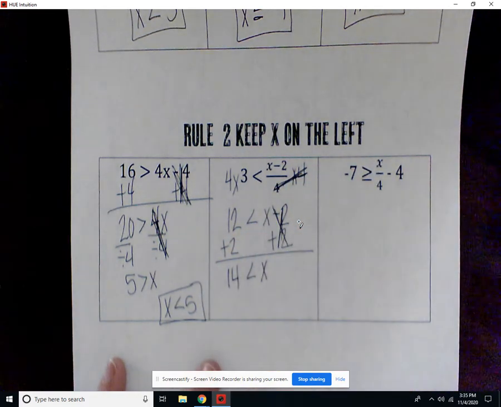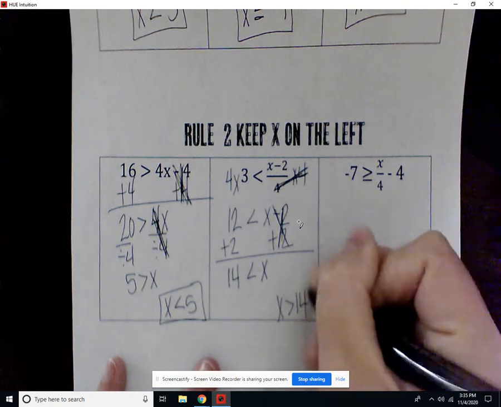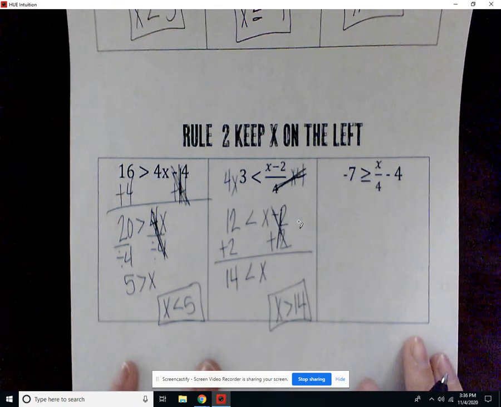And then x. So again, we're going to rewrite it where x is on the left side. Arrow will flip the other direction. So we get x is greater than 14.